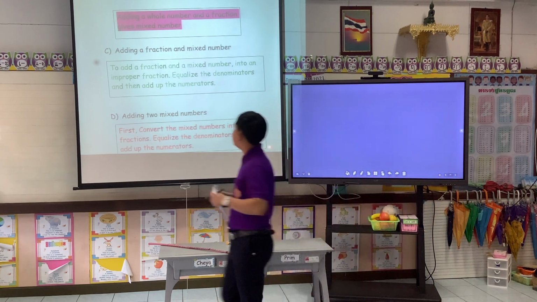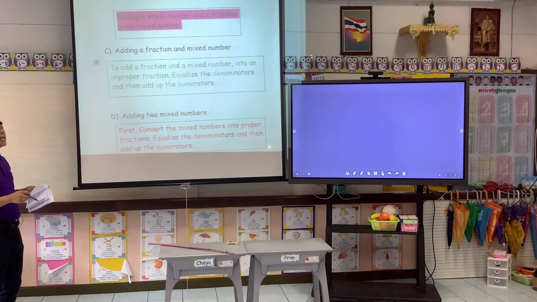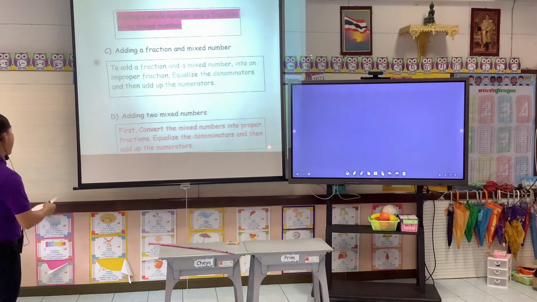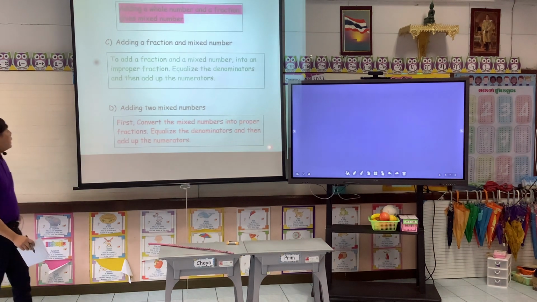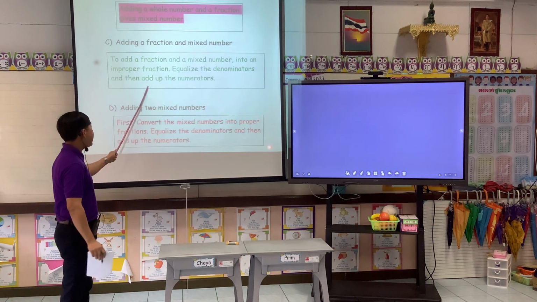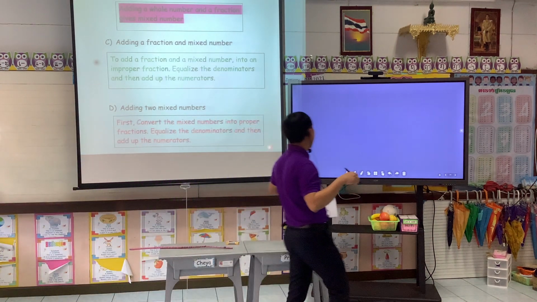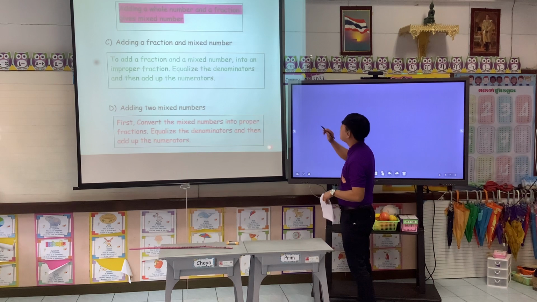Okay, next, letter C. Adding a fraction and a mixed number. We have a combination between the fraction, either proper or improper, and the mixed number. To add fractions and mixed numbers, convert to improper fractions, equalize the denominators, and then add up the numerators. So I have another example on how to add the fractions and the mixed fraction. Example number 1.